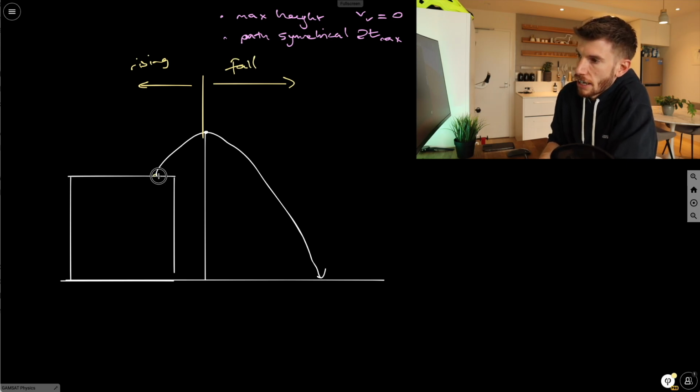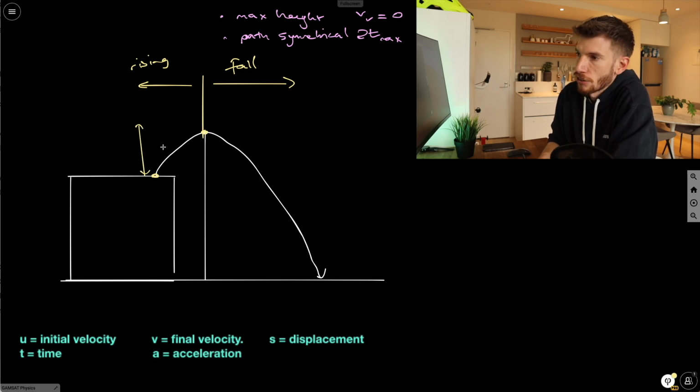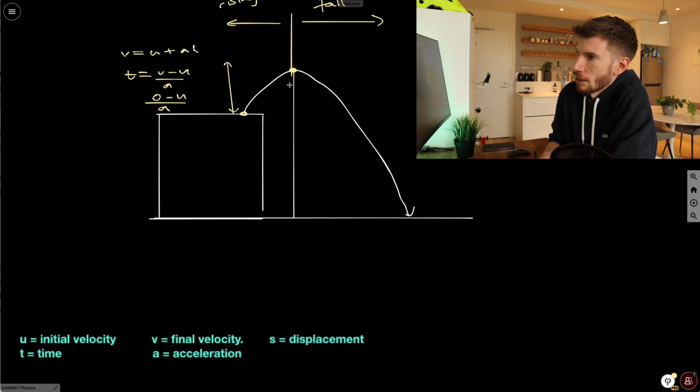So in the rising phase, this here acts as my max height almost. And so I, again, just go through V equals U plus AT. So I can solve it here: T equals V minus U on A, where V is 0. So 0 minus the initial velocity over A. And again, all vertical numbers in that case. We can work out the time that it takes to get to that point. And then from there, you can work out the maximum height as well.